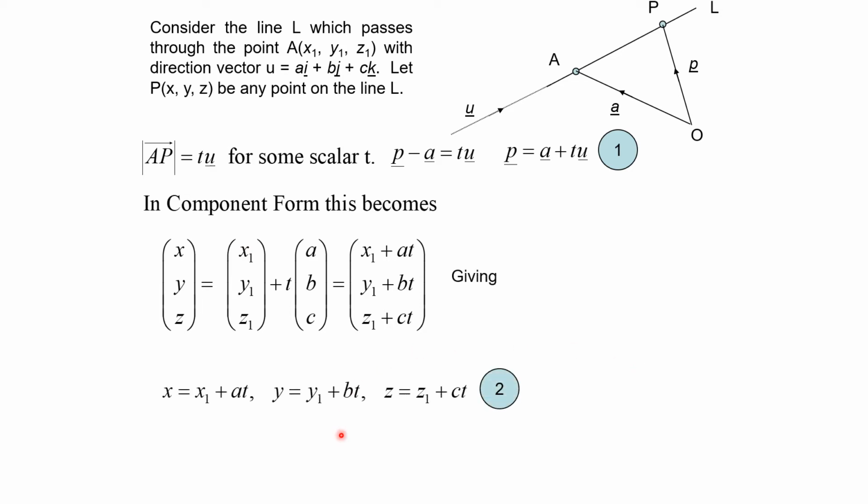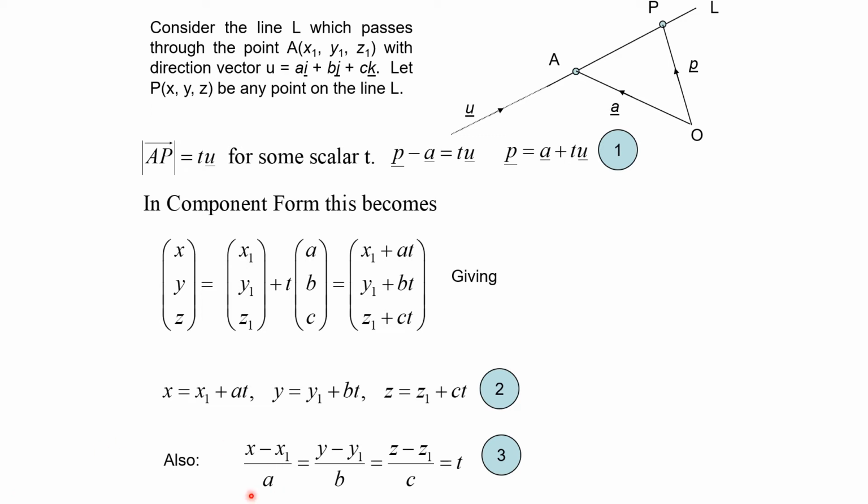So from this point, x equals x1 plus at, y equals y1 plus bt, and z equals z1 plus ct. We are taking this as equation number 2.